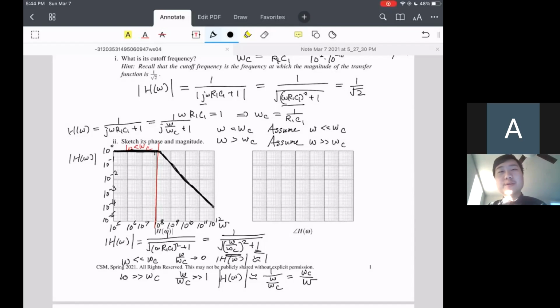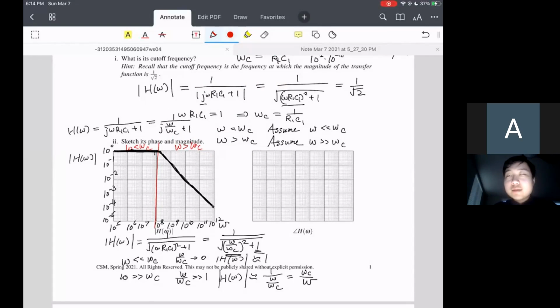Okay, so that pretty much concludes our magnitude plot for this very transfer function. Here we are assuming that omega is greater than omega c, and so we're assuming that omega is way larger than omega c for the sake of convenience. Now we try to draw its phase plot.